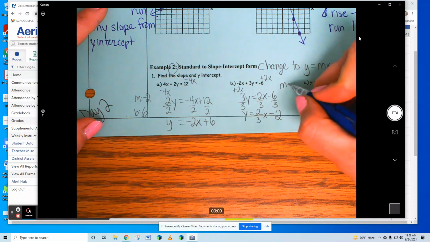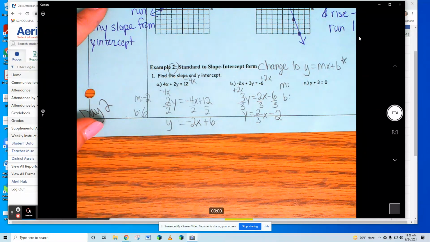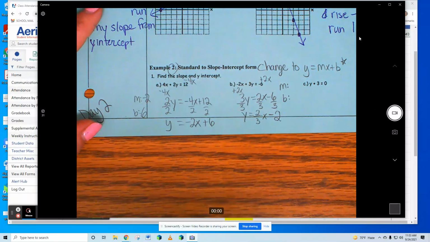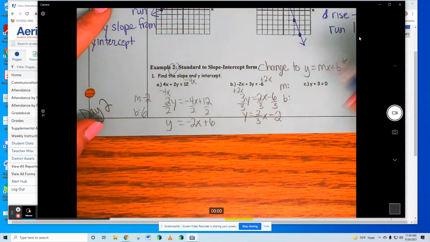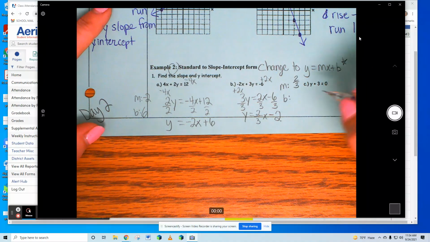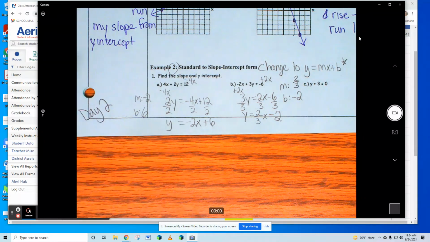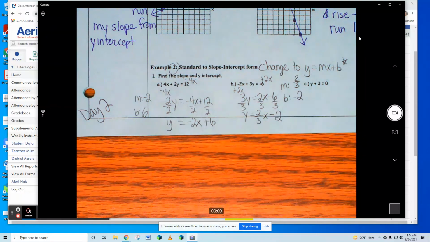I realize you have hardly any space. I can fix that. Well, sadly, I have to fix it for next year's students. Sorry. My slope is 2/3. My b, my y-intercept, negative 2. See on your own.